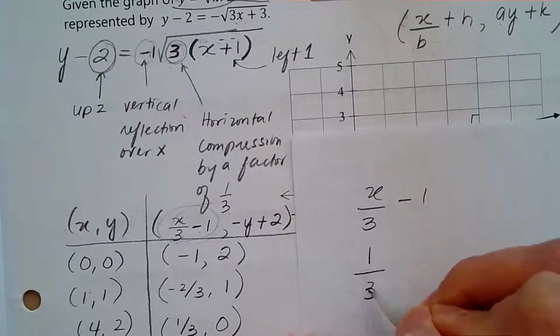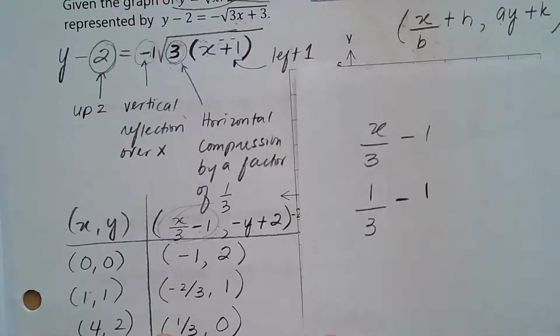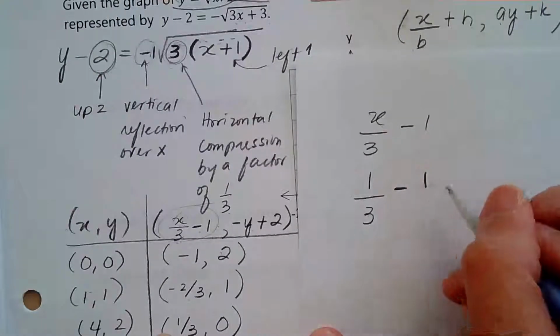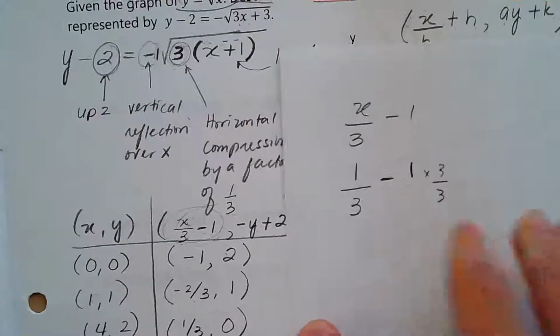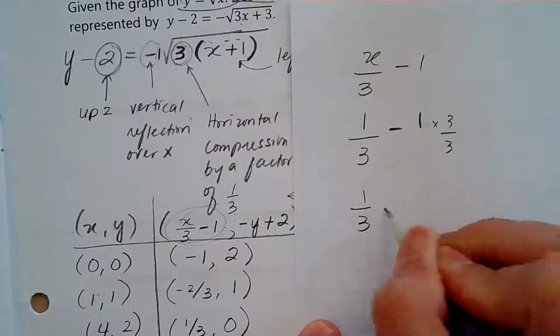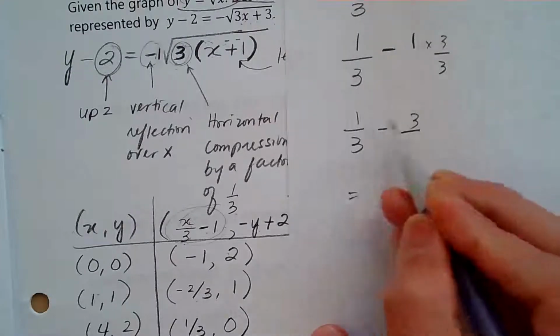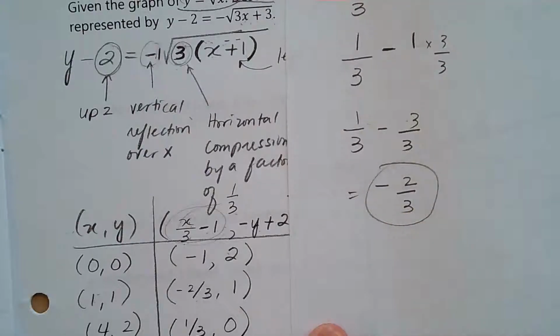One third minus 1. Okay, so this one here, when you subtract fractions, you have to have the same denominator, right? So you're going to go 3/3. So this is going to be 1/3 minus 3/3. So that's going to be negative 2/3.